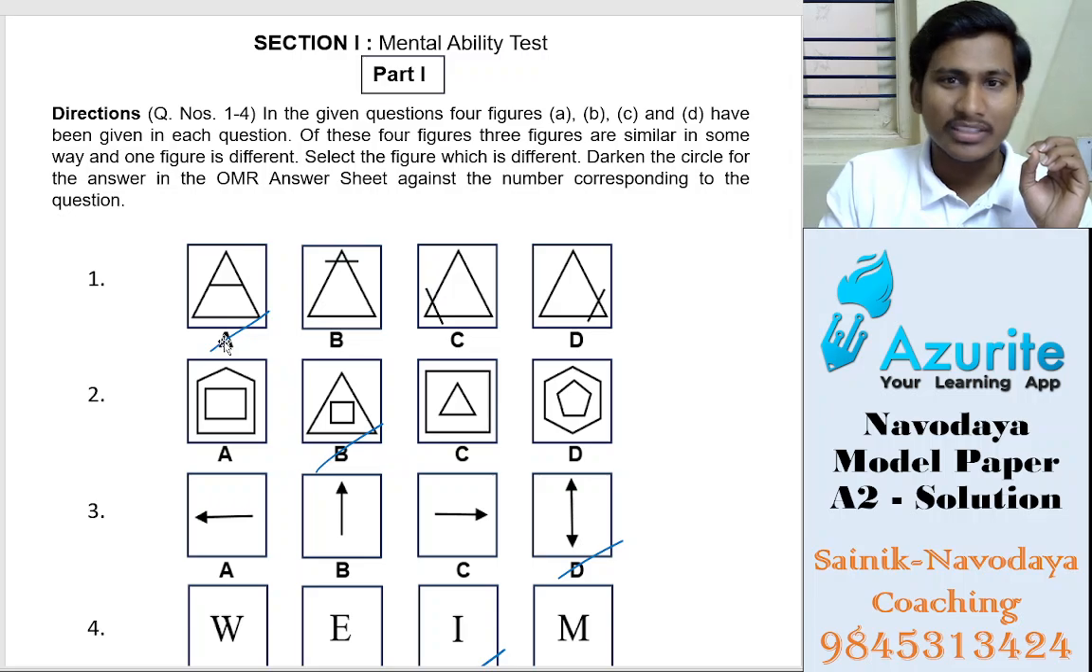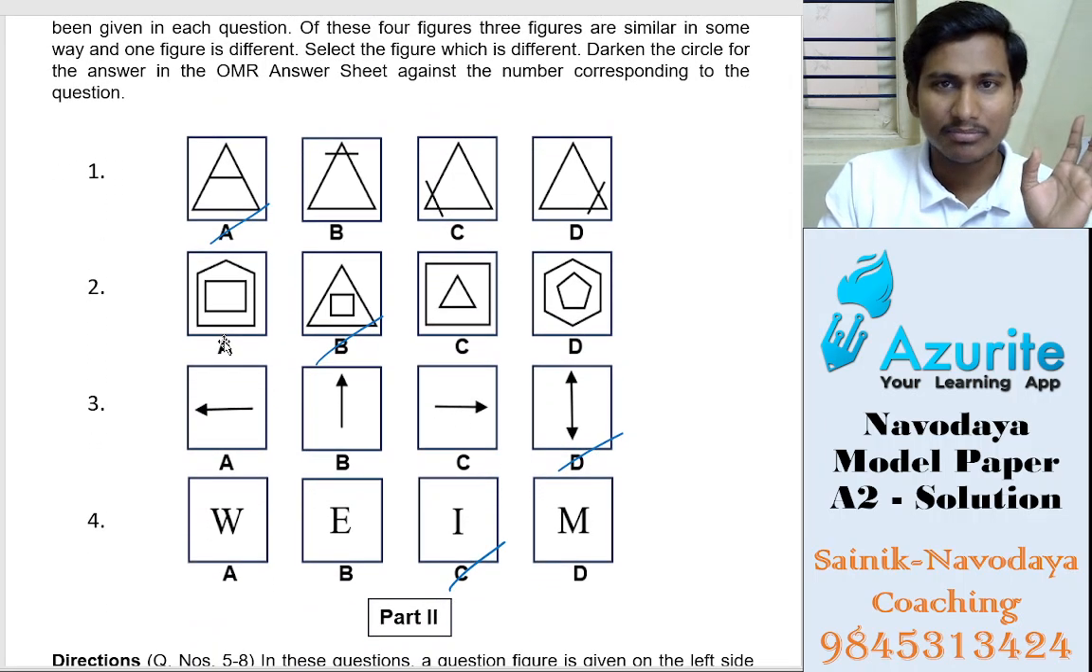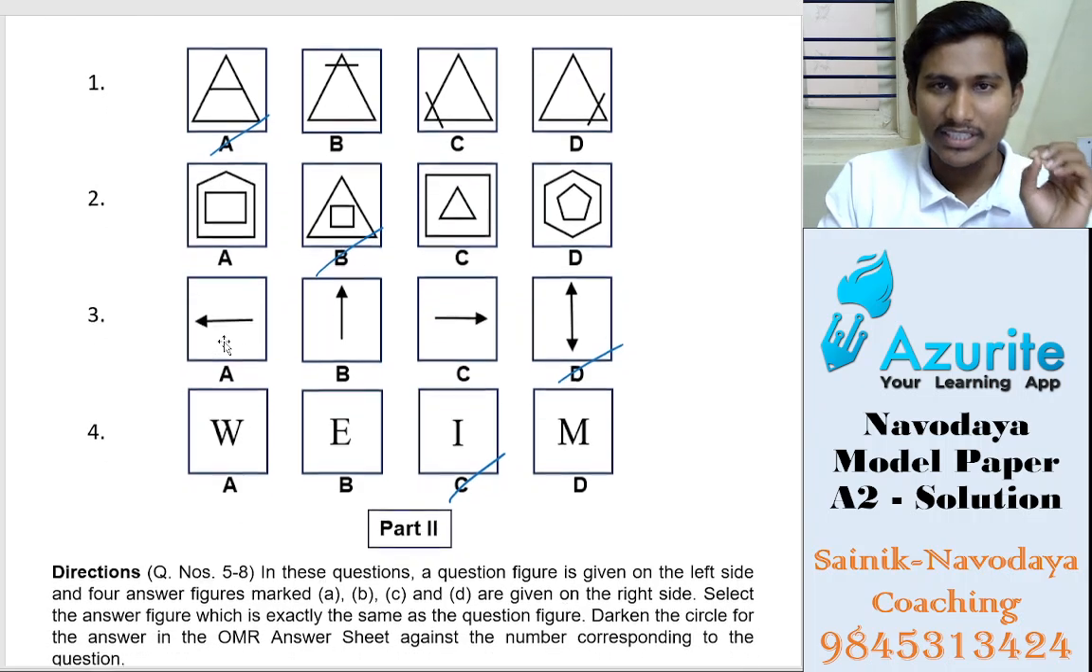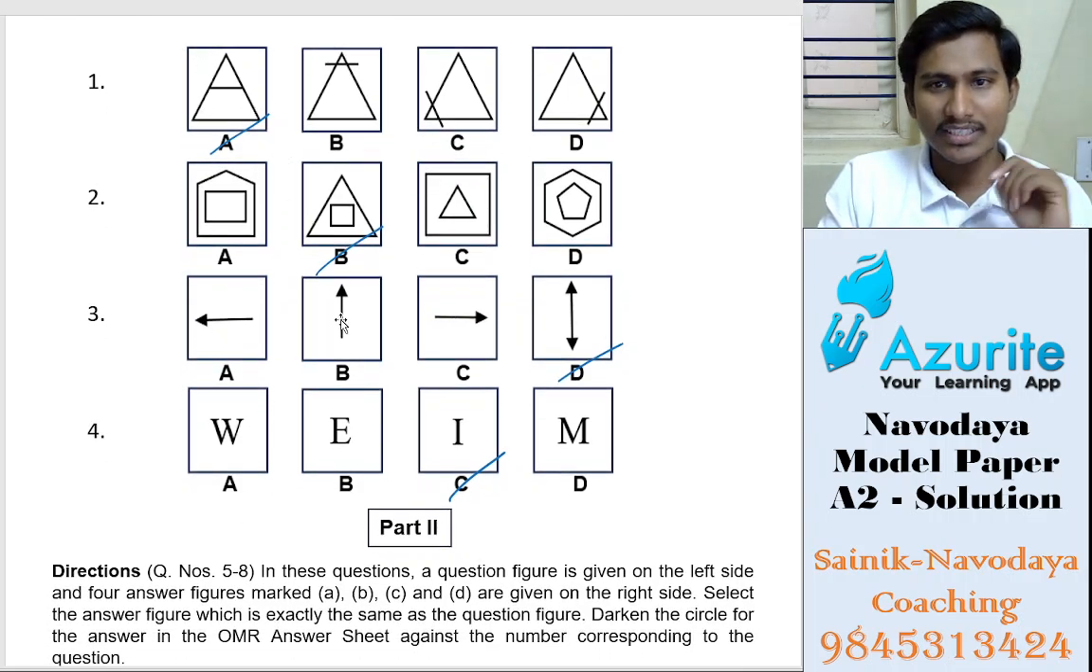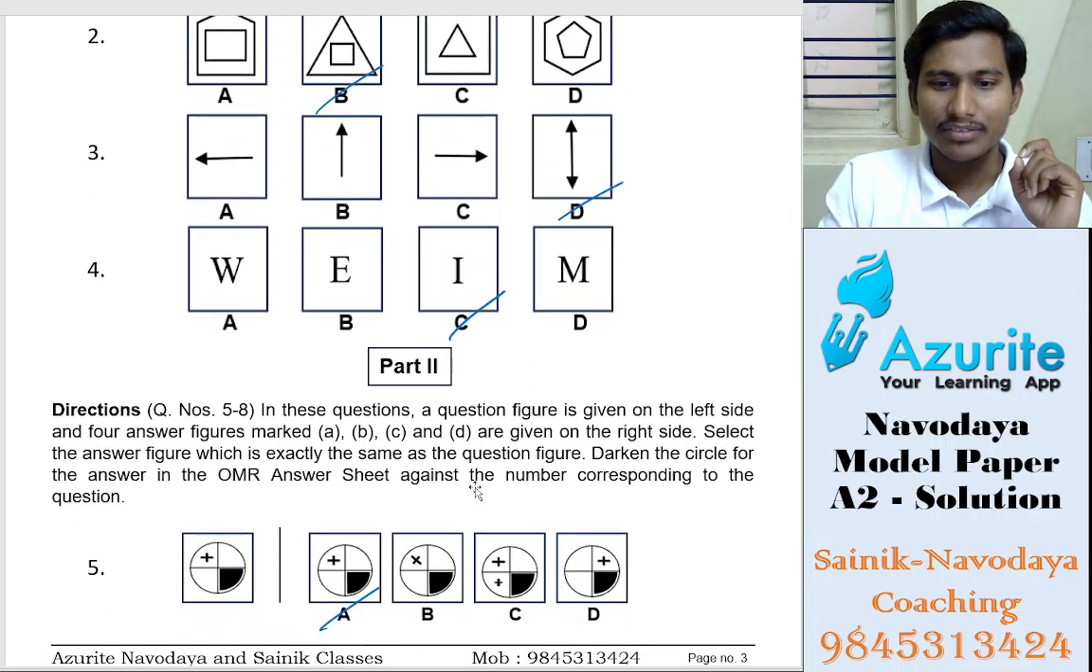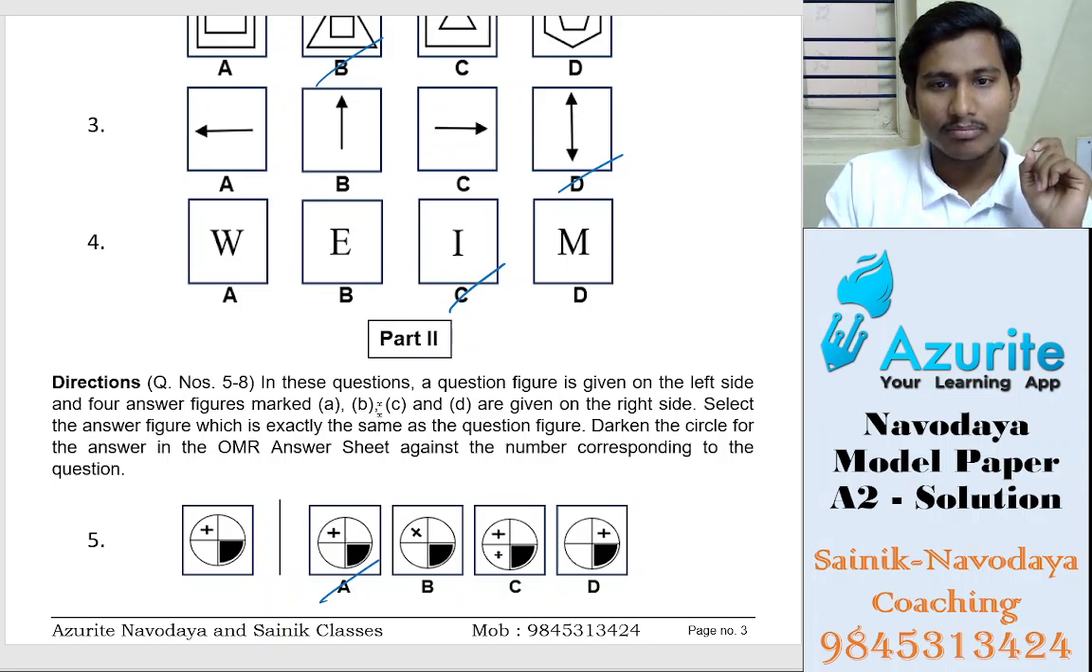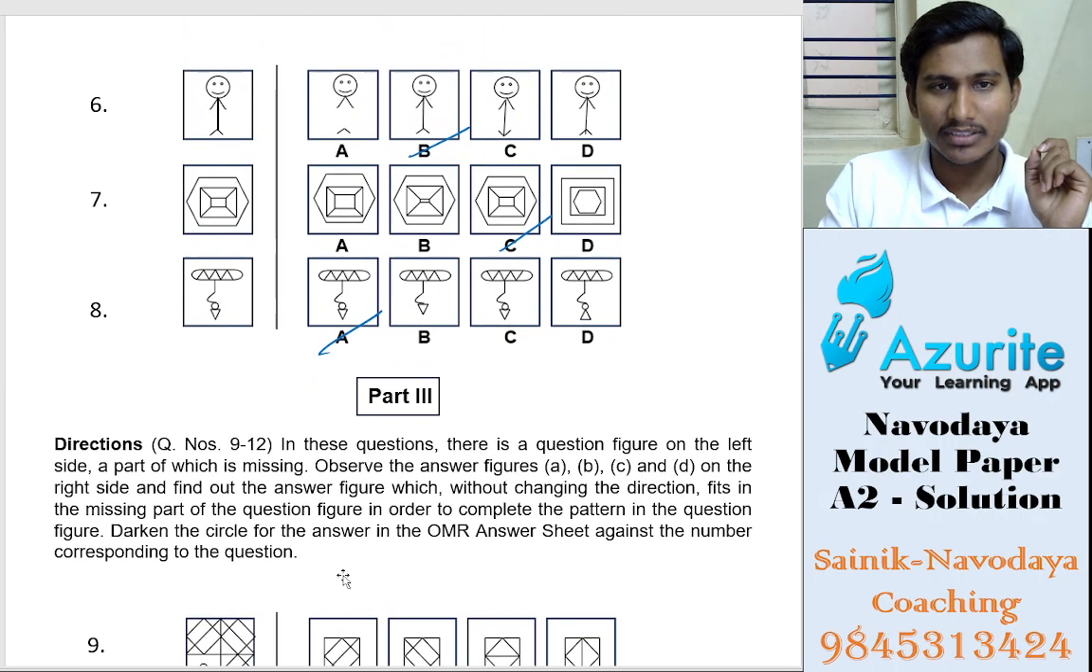The answers I have already marked because this is easy, so I will not discuss them. These are the answers: first A, second B, third D, fourth C, and fifth is A. Next, the second part, where we have to see the same figure. A is the same figure. Sixth is B, seventh is C, eighth is A.